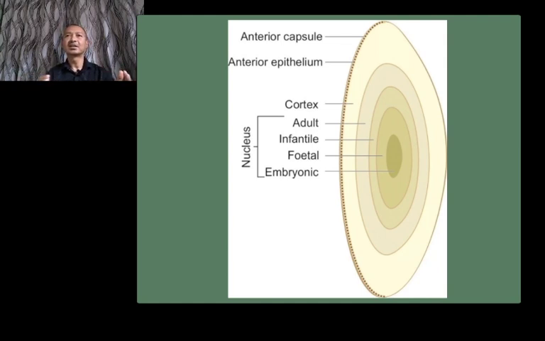These zones are something like whenever we cut a tree across, we can see different developmental zones. In reality, we cannot actually determine which is the adult zone, which is the infantile zone or something like that. But the architecture is somewhat like this. The hardened nucleus, I'm talking in regard of the surgical anatomy, we encounter a hard nucleus only after a certain age, say after the age of 50 we see sufficient hardness of the nucleus. Otherwise, all the lens elements are really soft.